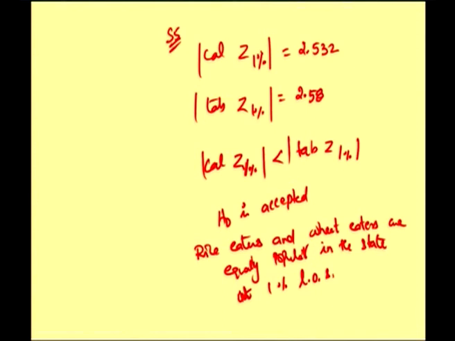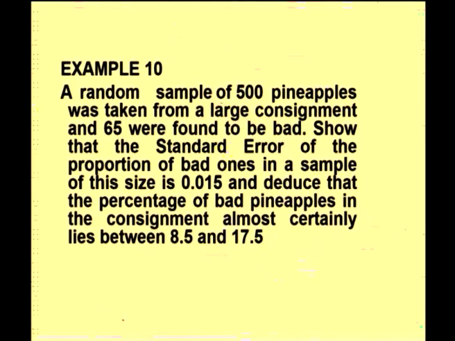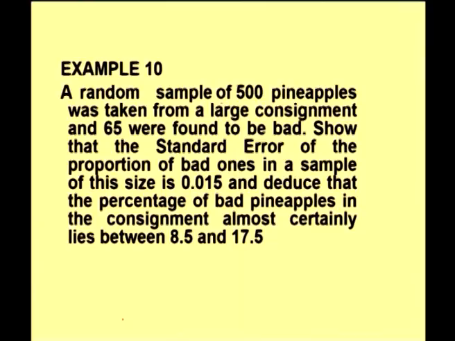Okay. Next, a random sample of 500 pineapples was taken from a large consignment and 65 were found to be bad. Show that the standard error of the proportion of bad ones in a sample of this size is 0.015 and deduce that the percentage of bad pineapples in the consignment almost certainly lies between 8.5 and 17.5. This is also a problem of single proportion, wherein you are not asked to test the significance, but you are asked to find out a standard error and the probable limits for that.